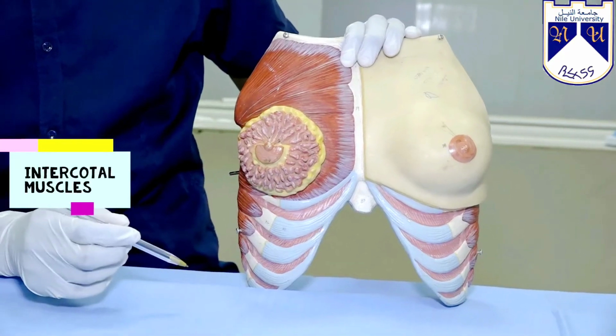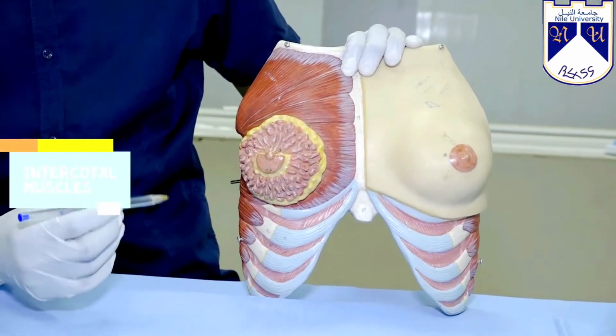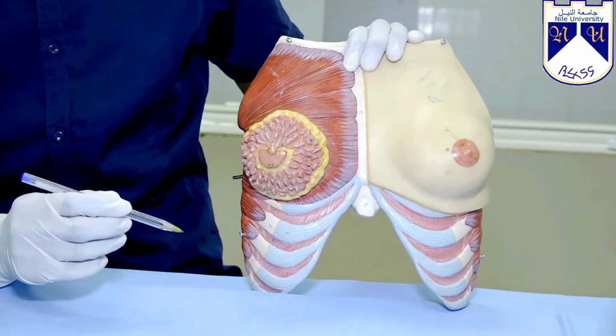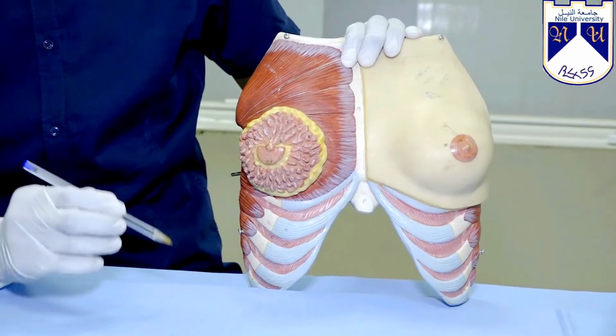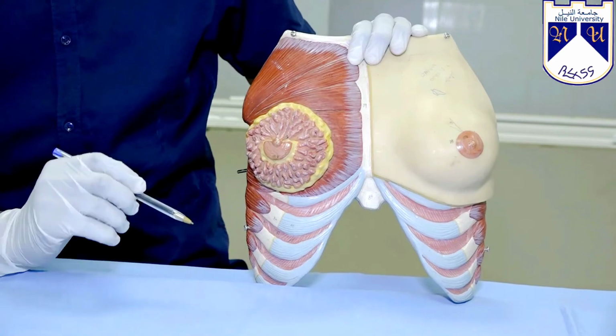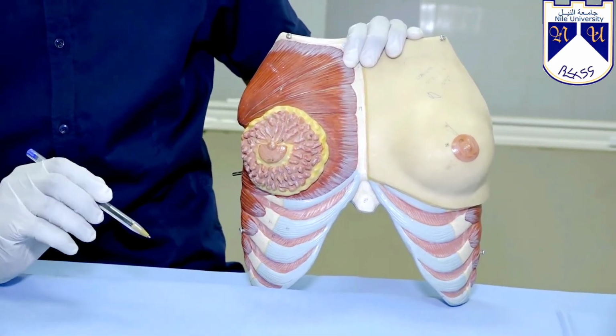After talking about the diaphragm, we will move on to talk about the respiratory muscles. The respiratory muscles are composed of the diaphragm as the main respiratory muscle, and then the intercostal muscles and other accessory muscles.